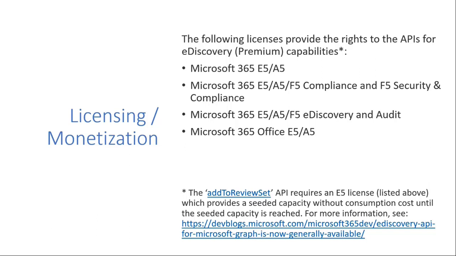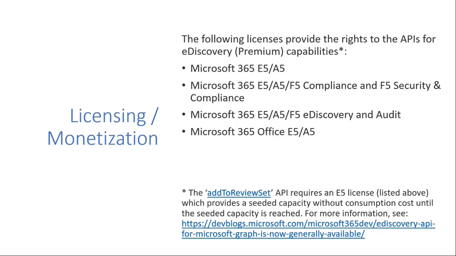Now, that is licensing required just to call the APIs in general. There's also one specific endpoint on here called add to review set. This is what we call a consumption or a metered endpoint. The idea being that behind the scenes, when we actually call into this API, it's doing a lot of heavy lifting on the back end. And as such, there will be a consumption cost tied to that.